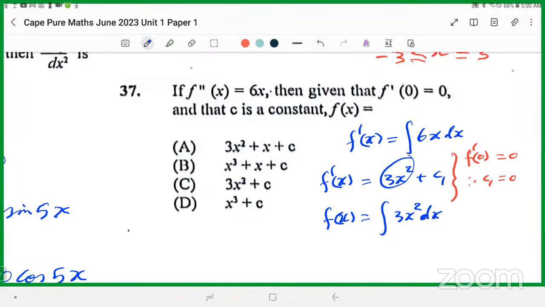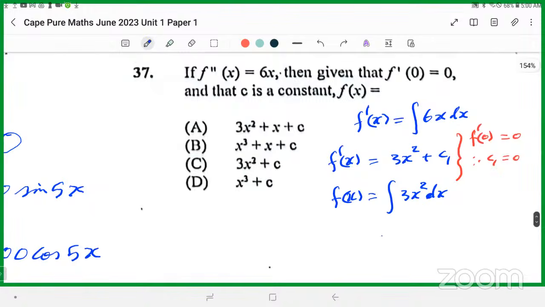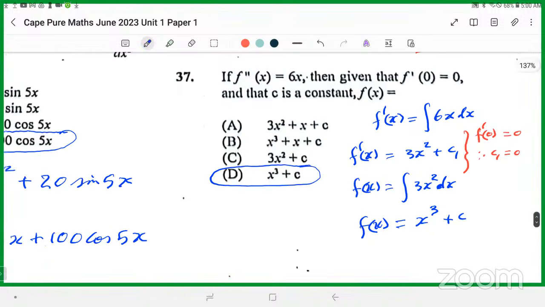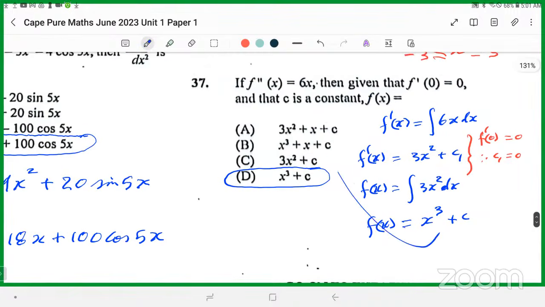So you're integrating this now to get f. Add 1 to the power, you're going to get x cubed over 3. The 3 cancels, so you get x cubed plus c. So f of x is x cubed plus c. That is it. You can differentiate it back to check.